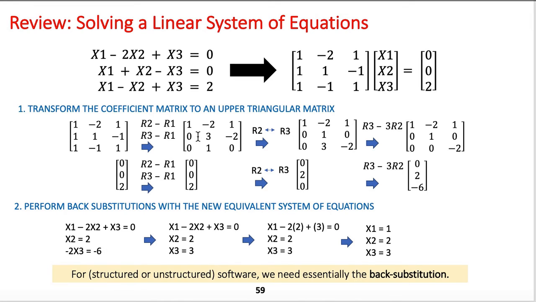The computational complexity of the first step is that it requires n cube computations, which means if we have n variables, we are going to require n cube computations. The second step, the back substitution, is linear, especially if the matrix is sparse. We'll see that in case of software, we are primarily going to require back substitution, and it will be linear.